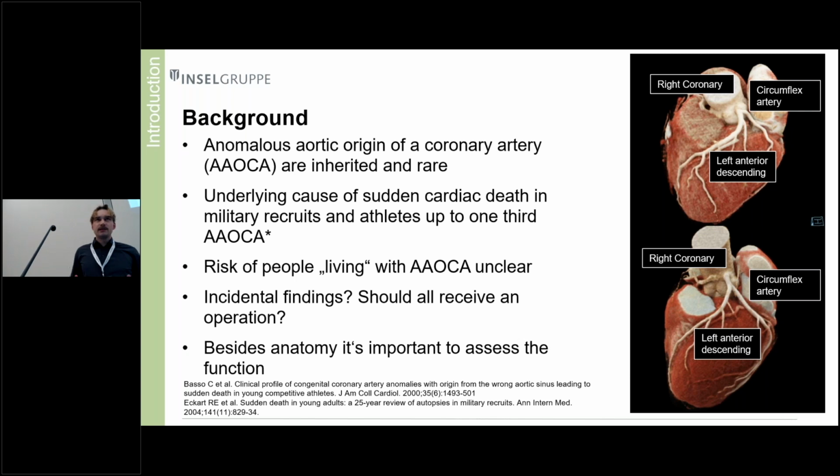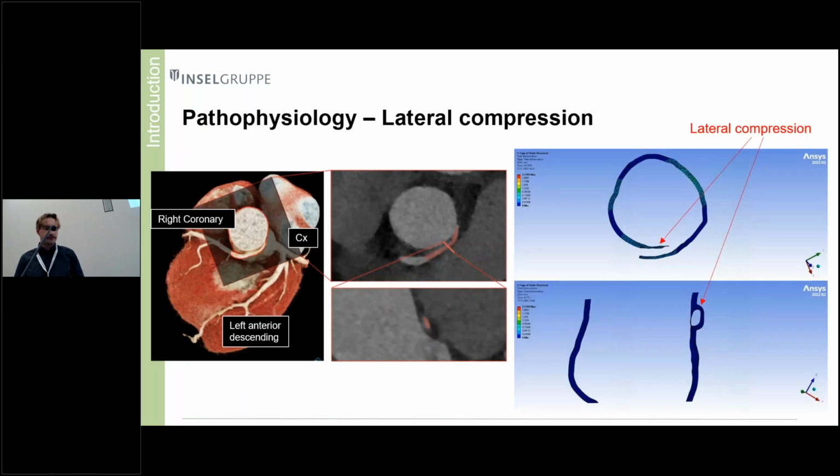In military recruits and athletes that died during strenuous activity, this specific anatomy was actually present in 1/3 of all cases. However, this does not represent the risk of people living with AOCA, since in recent years we do a lot more cardiac imaging and the incidence is constantly rising. Patients are more often middle-aged and asymptomatic, so the question is, is this an incidental finding now, and should still all patients receive an operation? So it's definitely important to look beyond anatomy and also do functional assessment in these patients.